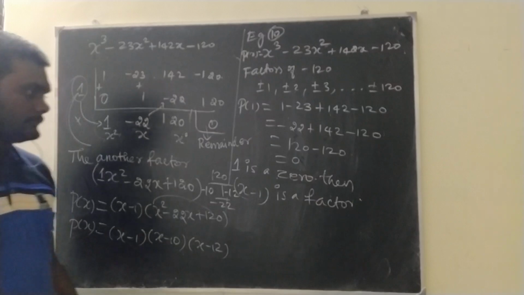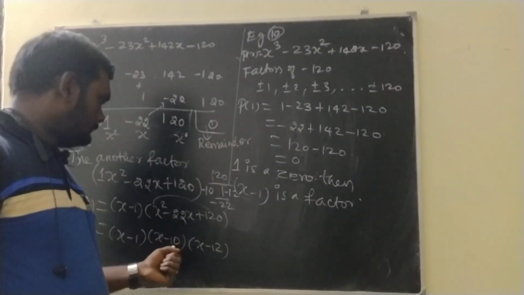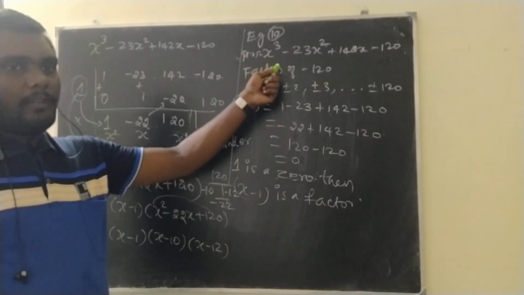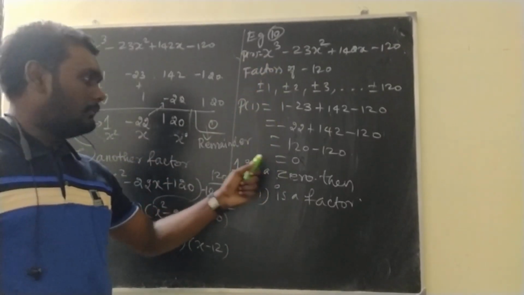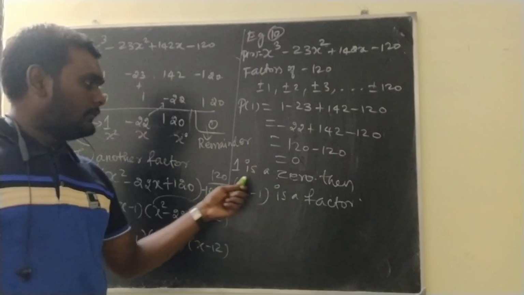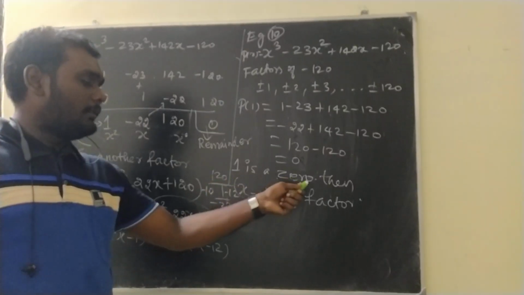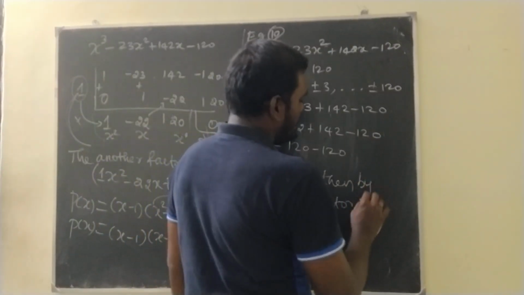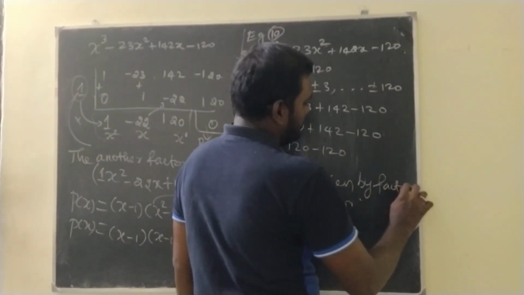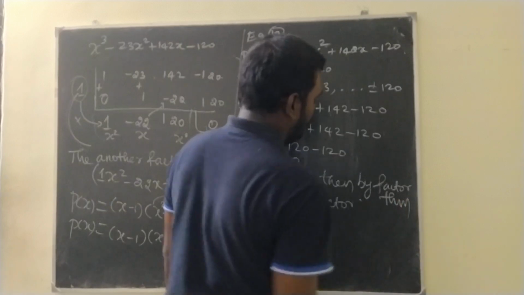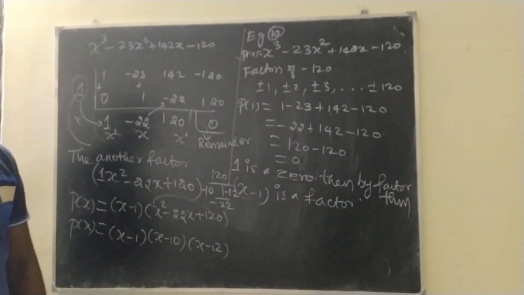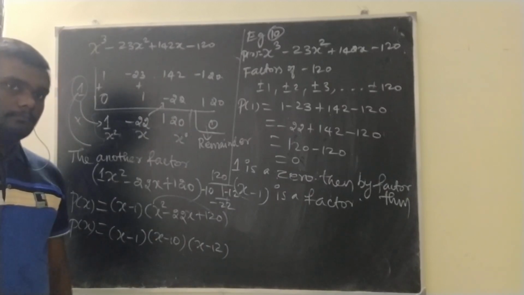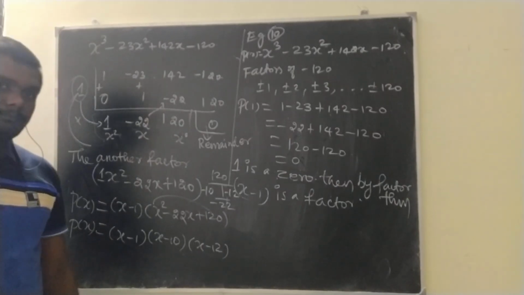Which method? If they are asking us to solve by factor theorem, we will use factor theorem. But here that has to be mentioned: by factor theorem, 1 is a 0 of the polynomial, then by factor theorem, x minus 1 is a factor. That has to be mentioned. Okay. Clear?